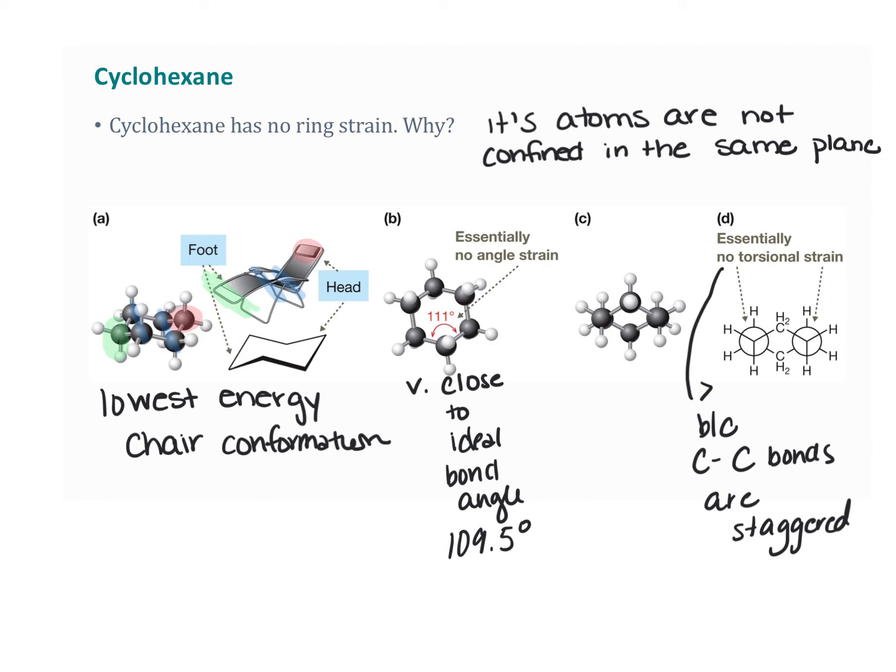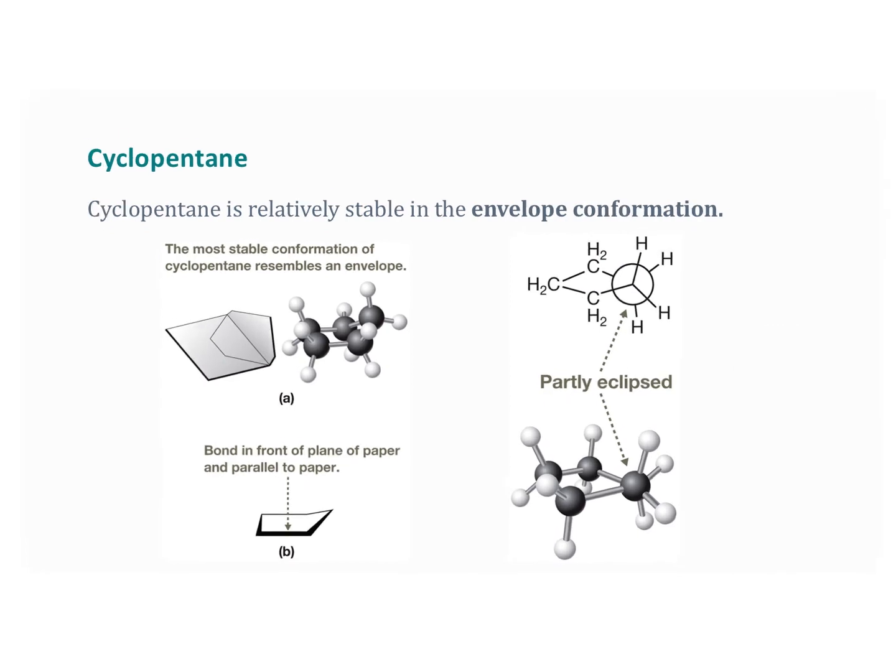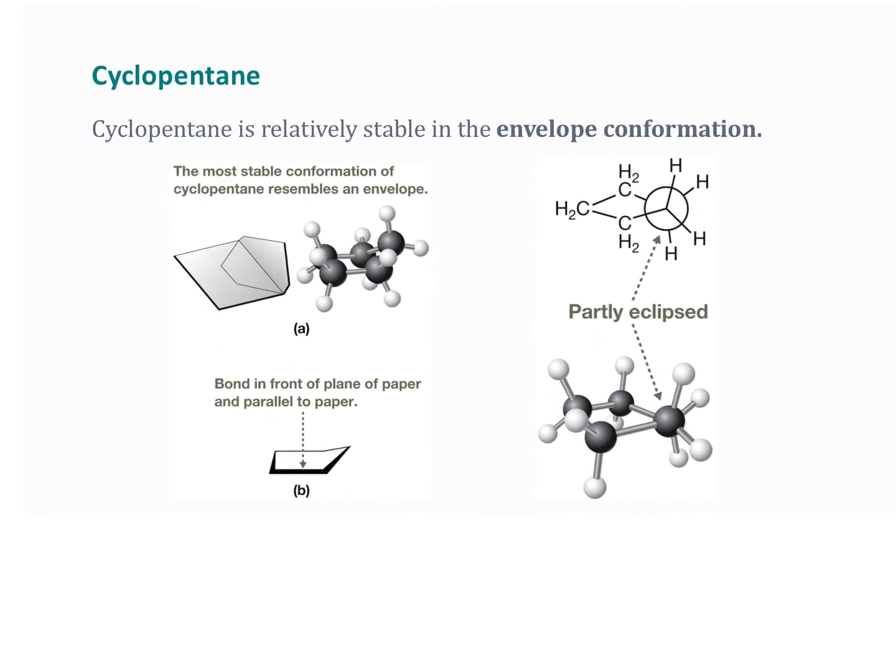So let's look at the other cyclo groups that we talked about. So cyclopentane is relatively stable in something called the envelope conformation. In the envelope conformation, again, I want to highlight this for you. Right here the green is the top of the envelope. And then in blue, these 4 atoms right here are flat, like the flat portion of the envelope. So 4 out of the 5 carbons lie in a plane, and the 5th carbon is outside that plane.